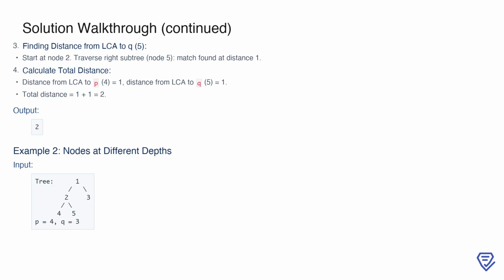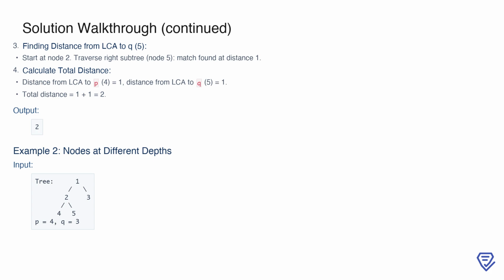With both distances calculated, we add them together to find the total distance. The distance from the LCA to node 4 is 1, and the distance from the LCA to node 5 is also 1. Adding these, the total distance between nodes 4 and 5 is 2. The output for this example is therefore 2.